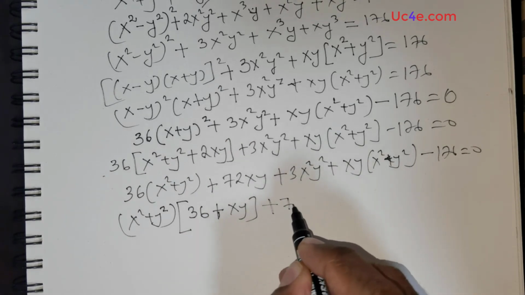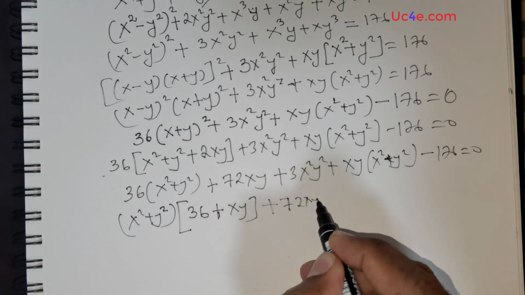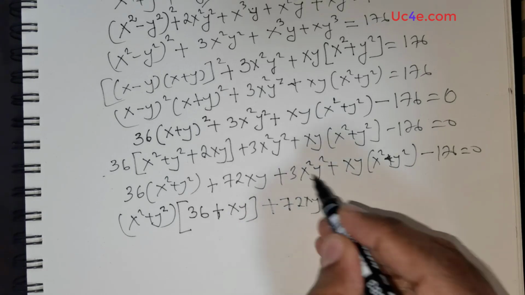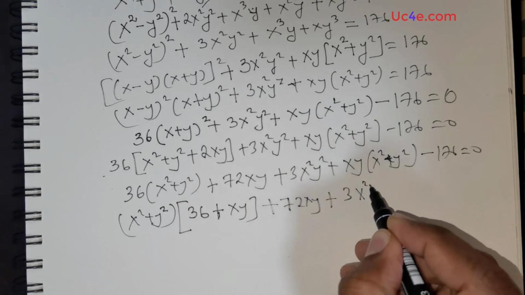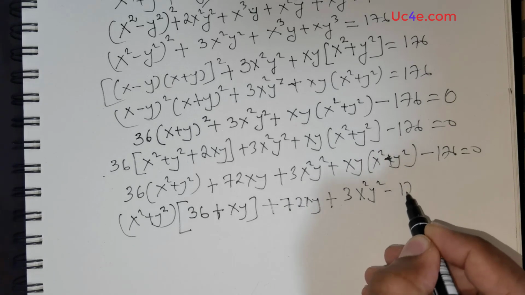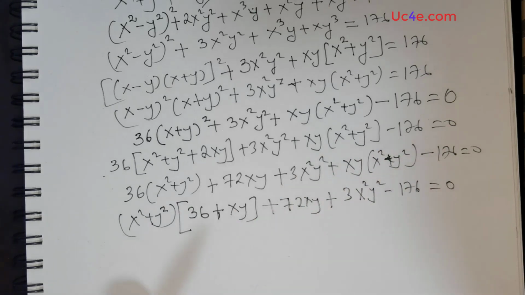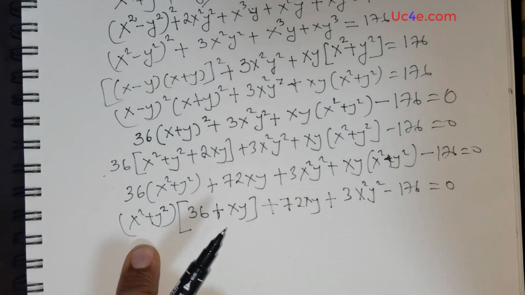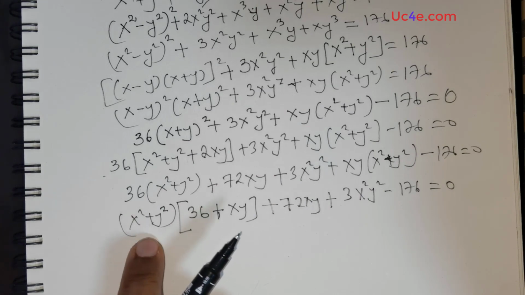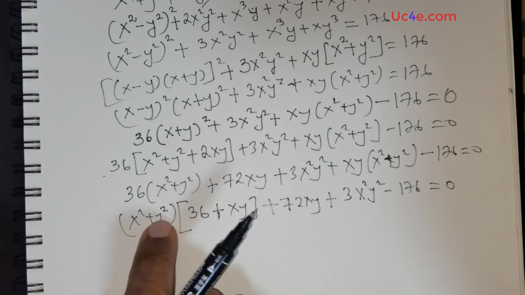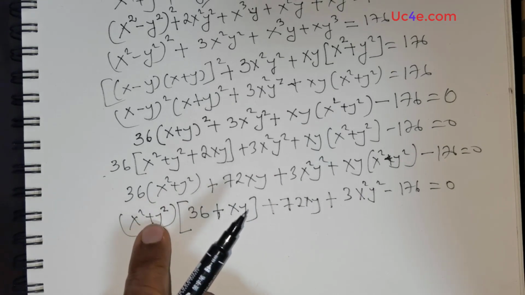followed by 72 x times y positive, you got 3 times x squared y squared negative 176 is equal to 0. So now we need to actually rewrite x squared positive y squared. So how do I do that?